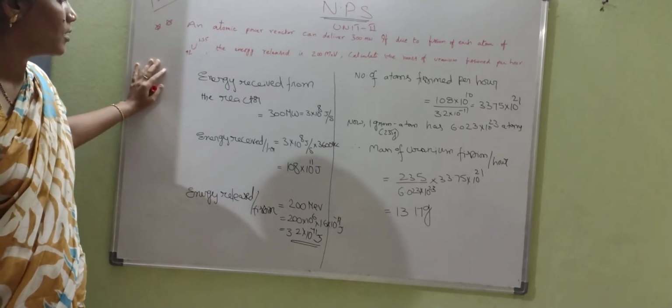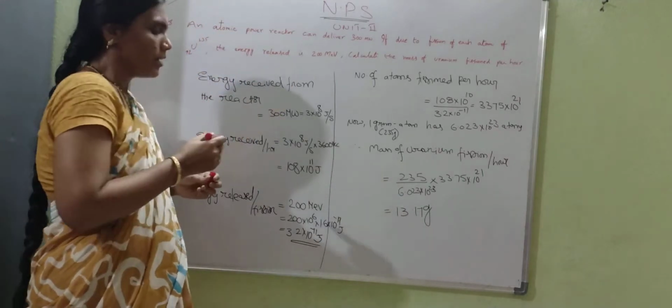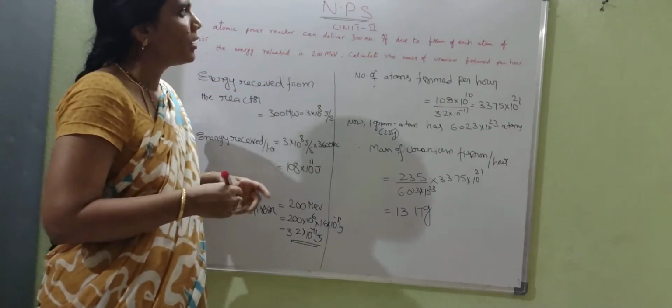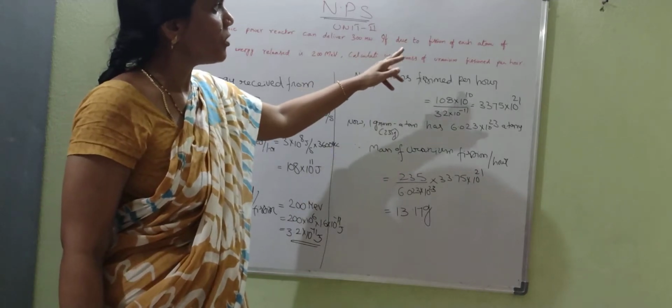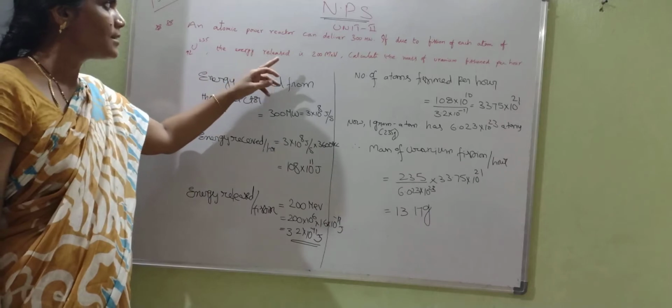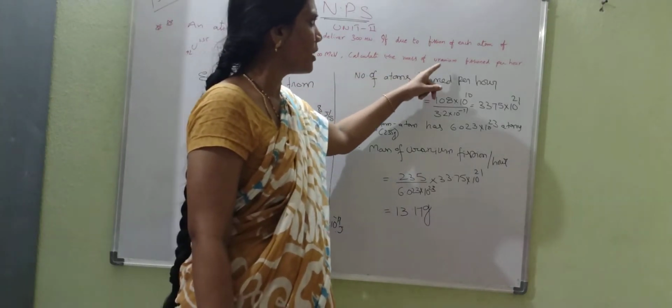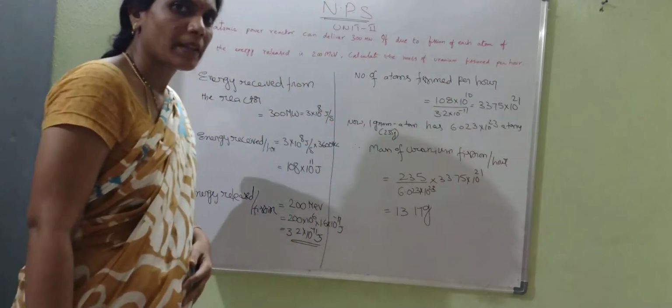An atomic power reactor can deliver 300 megawatt. If, due to fission of each atom of uranium-235, the energy released is 200 million electron volts, calculate the mass of uranium fission per hour.